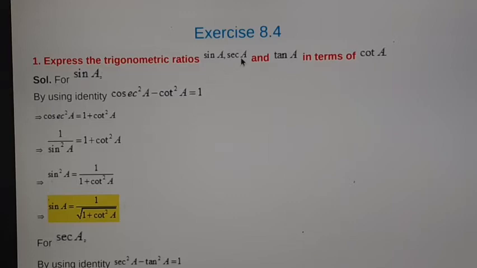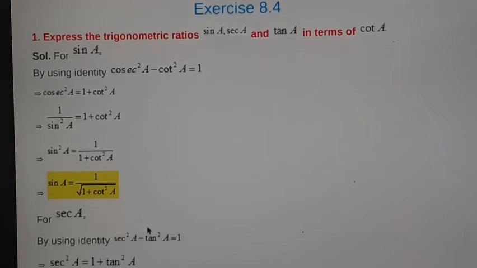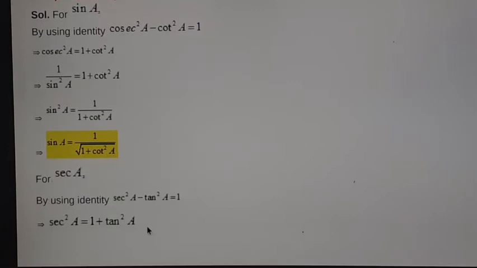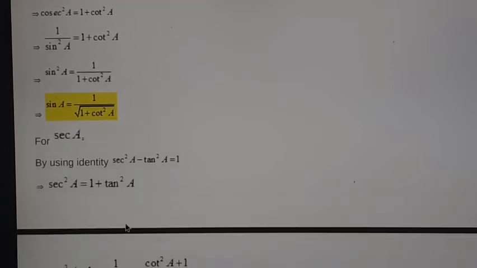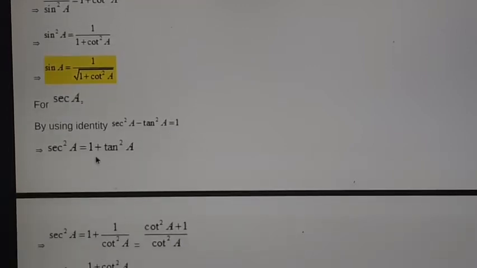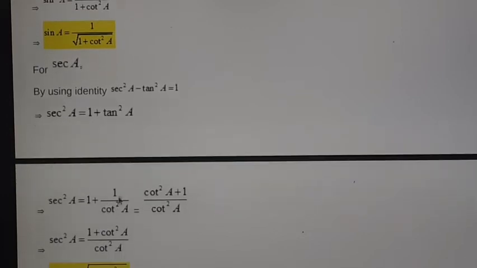So you can see here that we got sin A in terms of cot A. Similarly, now we will find sec A. For sec A, we know the identity: sec square theta minus tan square theta is equal to 1. So here we will transfer tan to this side. We will get 1 plus tan square A. Now we know sec square theta is equal to 1 plus tan square theta. Now we know tan theta is the reciprocal of cot theta. So we will put here the value of tan, that is 1 by cot, and since it is square, this will also be square.